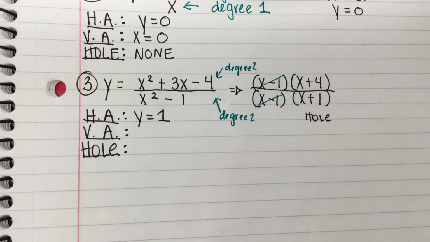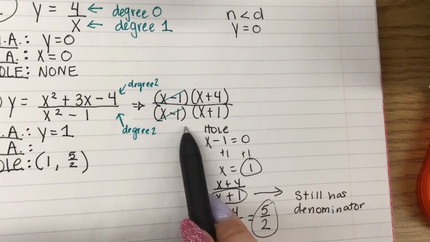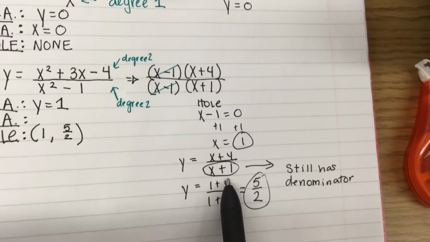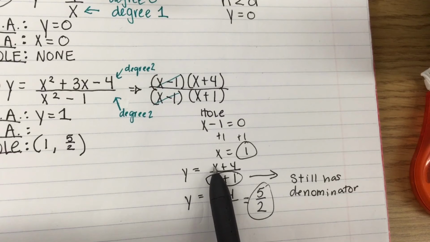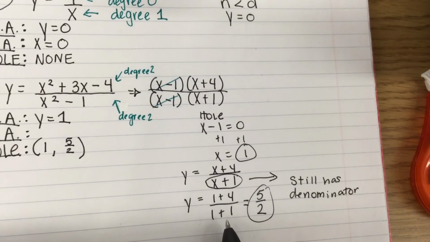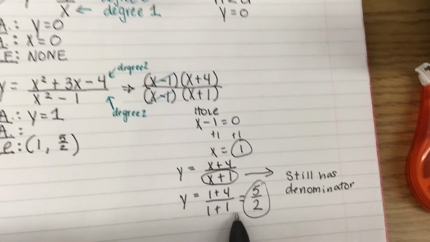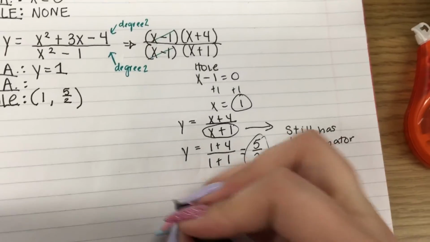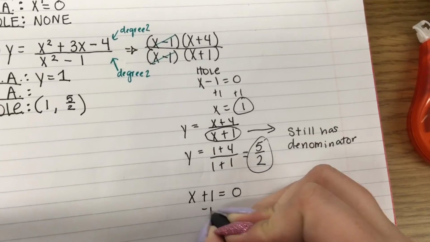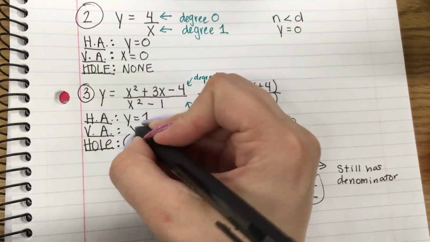Because you have x minus 1 cancel out in both numerator and denominator, that tells you that you have a hole. You set that thing that canceled equal to 0. Once you find the x value of the hole, you substitute that into the equation that's left over for x to find y. So here, your hole is at positive 1, 5 over 2, or positive 1, 5 halves. Even after we cancel in this one, we still have a denominator. So if I set that denominator equal to 0, I'm going to find my vertical asymptote at x equals negative 1. We have a hole and we have a vertical asymptote.